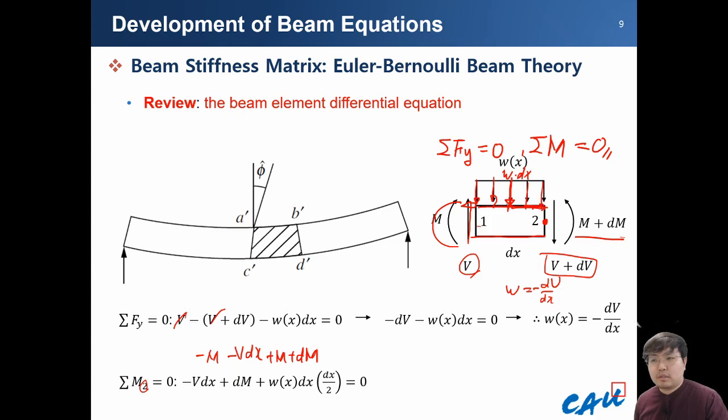So the total summation of the moment is equal to that generated by the point-loaded forces and their moment arms. So we can say that w dx multiplied by half of the length of the element, dx over 2. In this direction it is a counterclockwise direction, so this will have a positive sign. So w dx times dx over 2 is equal to 0. These terms cancel out each other, and there is more.